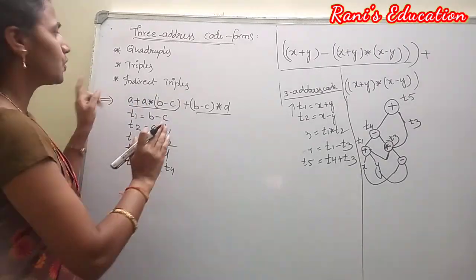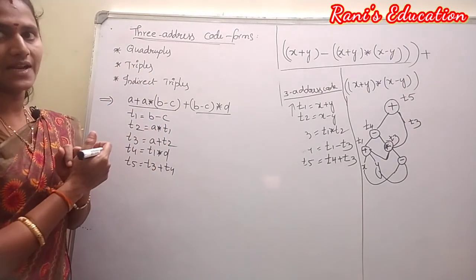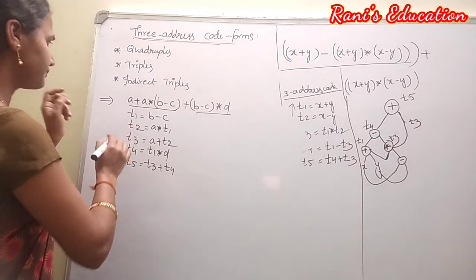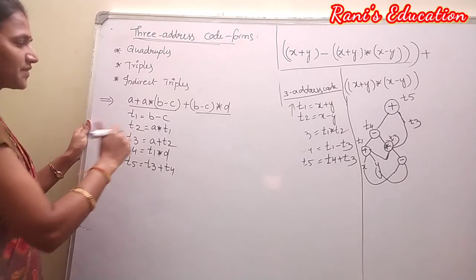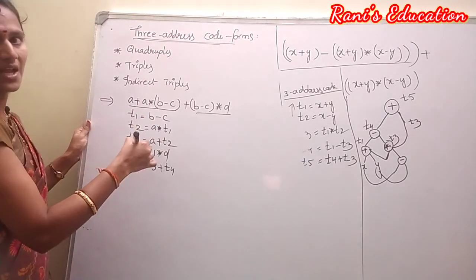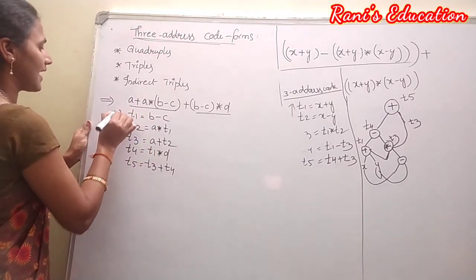Now move on to quadruples, triples and indirect triples. Before defining three address code in these three forms, first we need to give instruction numbers like 0, 1, 2, 3 like that.